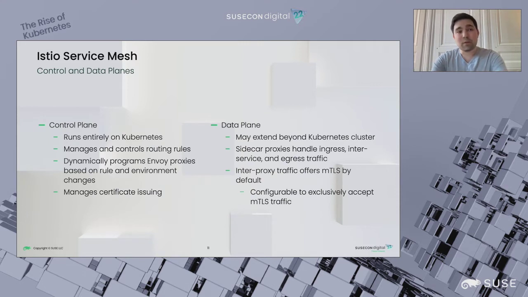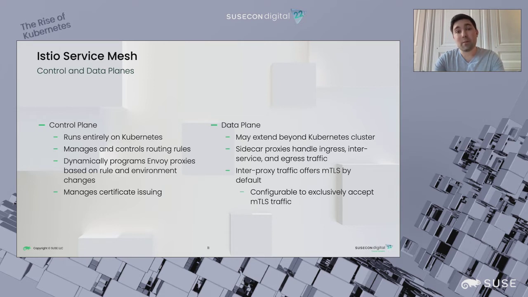Istio Service Mesh is split into the control and data planes. The control plane handles the configuration of your deployment. It runs entirely in your Kubernetes cluster. It manages all of the configuration rules of the proxies. It can be used to dynamically update your proxy configuration based on any changes from the operator or changes to the environment. And it also manages the certificate issuing.